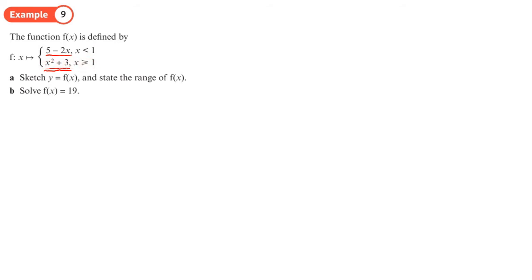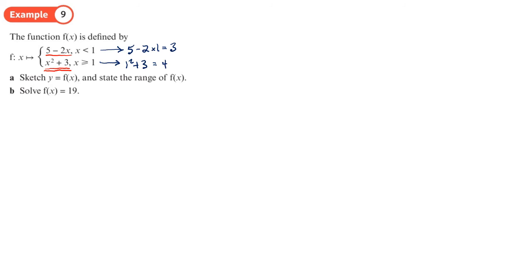So the first thing we're going to do is work out what I call the critical value at 1. Where is each graph going to start and finish? Well, if I put 1 into this function, I get a value of 3. So that's where this one ends. Where does this one start? That's going to be 1 squared plus 3, so this one starts at 4.